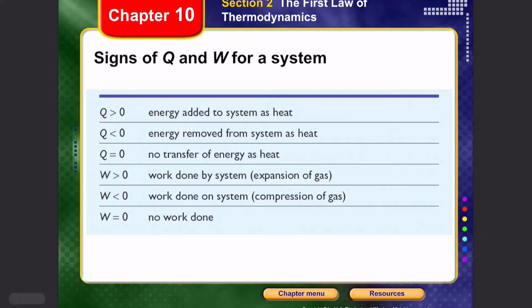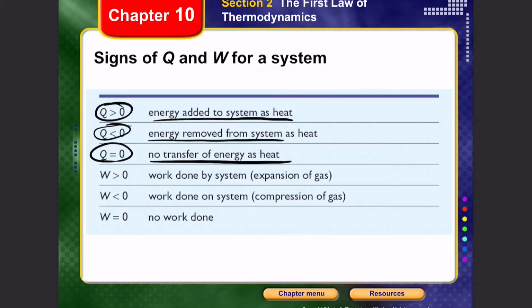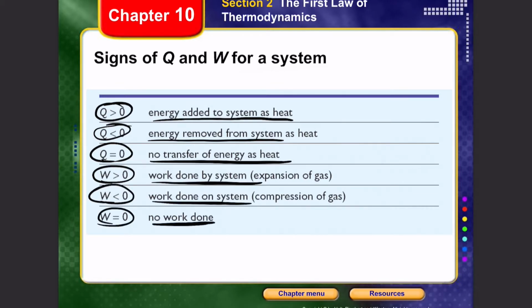Now, depending on the signs of Q and W for a system, whenever you have Q greater than 0, it means that energy is added to the system as heat. When Q is less than 0, energy is removed from the system. When Q is equal to 0, there is no transfer of energy as heat. Now, work is positive when the work is done by the system. Work is negative when the work is done on the system, and work is 0 when no work is done.